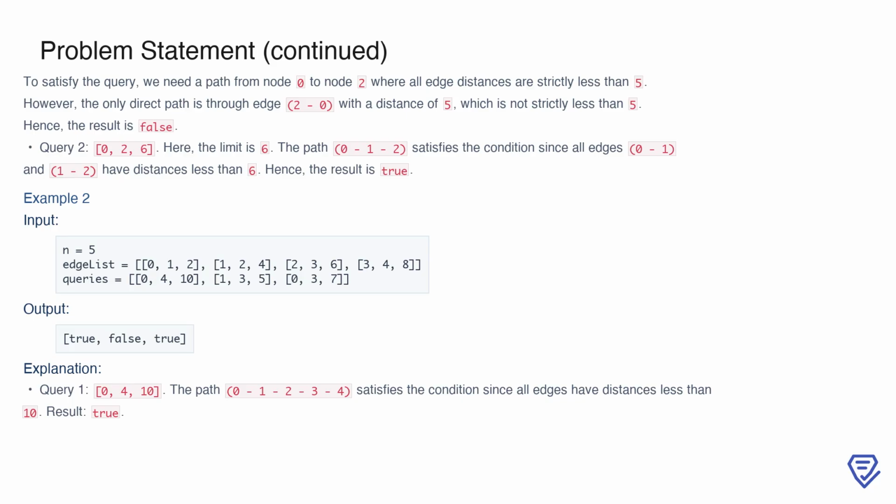For the second query, 0, 2, 6, the limit is increased to 6. Here, there is a valid path from 0 to 2 through the nodes 0, 1, 2. The edge 0, 1 has a distance of 4, and the edge 1, 2 has a distance of 3, both of which are less than 6. This means the second query evaluates to true.